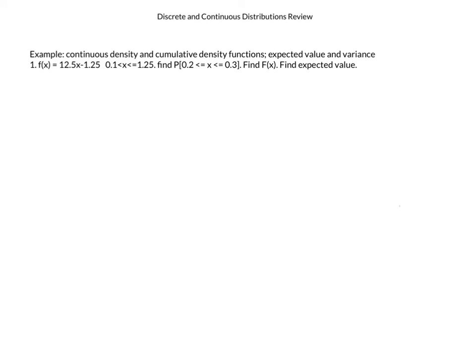Our first continuous example, we have this function f of x is equal to 12.5x minus 1.25. x ranges between 0.1 and 0.5. We want to find the probability that x is between 0.2 and 0.3. We want to find the cumulative distribution function, and we want to find the expected value.